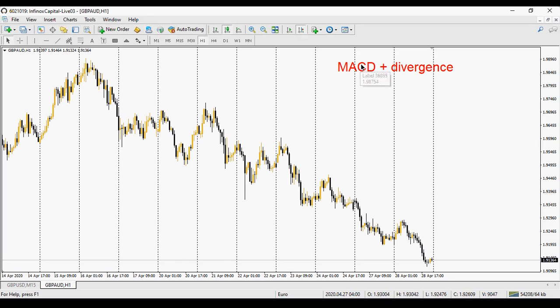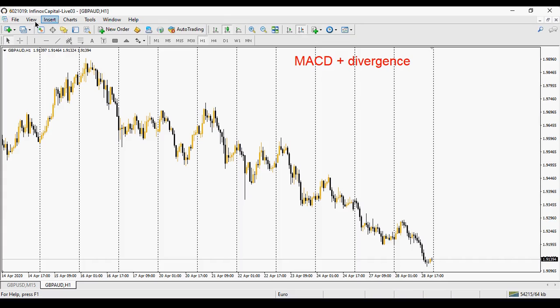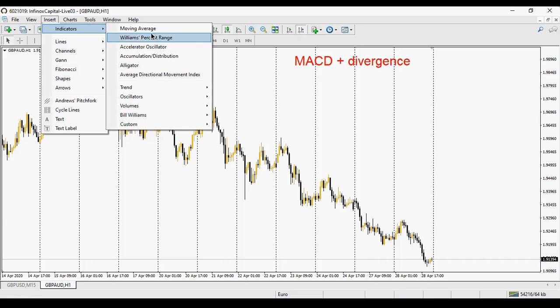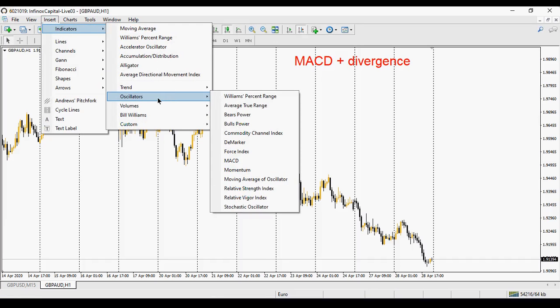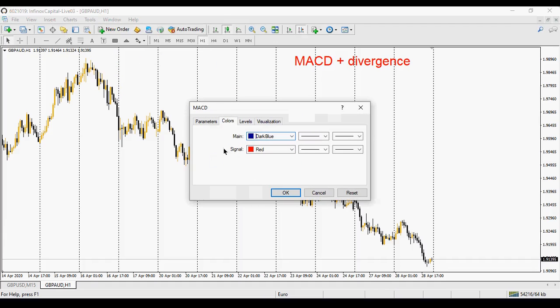So today we are going to talk about one powerful strategy I also love using, and I want to share it with you: MACD plus divergence. All right, so how do we do that? You go into your indicator window. Under oscillator, you see the MACD.